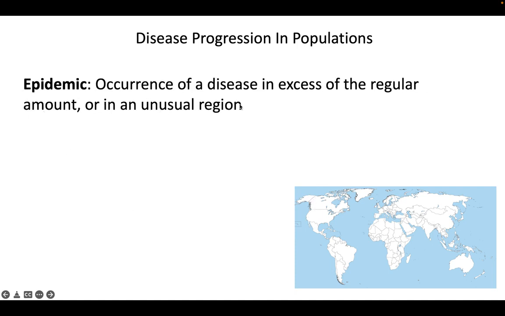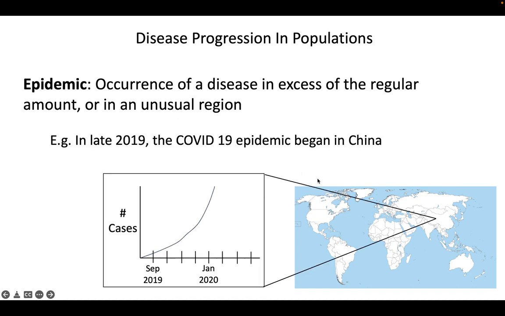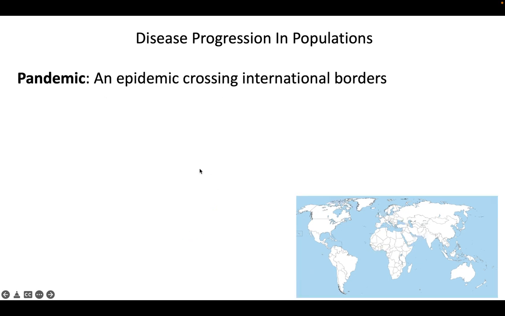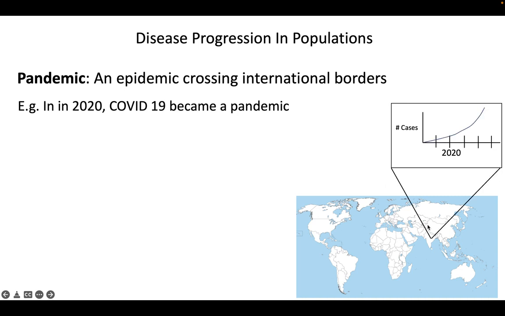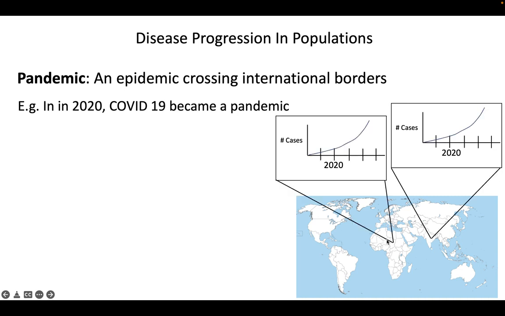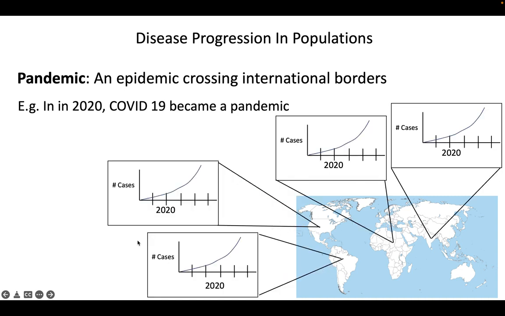An epidemic is when disease is occurring in excess of the usual amount, or in a place it doesn't usually occur. So in late 2019, COVID began. It probably began a bit earlier than that, but the epidemic in China just kind of skyrocketed. And a pandemic is an epidemic that crosses international borders. So it's basically throughout 2019, little epidemics happened with COVID in all of these different countries that amount to a pandemic, because it's an epidemic that's crossing international borders.